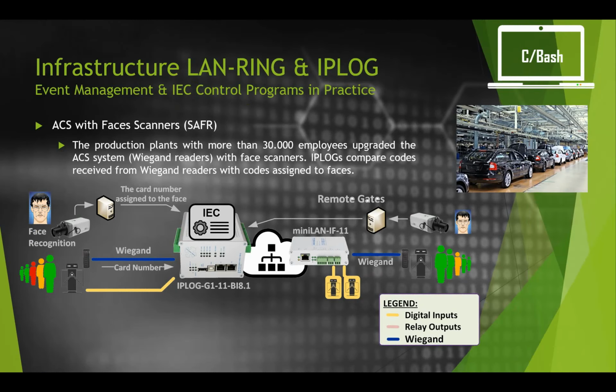Manufacturing plants with more than 30,000 employees have expanded the access system consisting of only Wiegand readers at the turnstiles to include facial scanners. iPlogs compare codes received from Wiegand readers with codes assigned to faces in the software. The customer thus eliminates unauthorized access. This most often happened when external agency employees borrowed cards from each other, which the Wiegand reader was not able to detect.